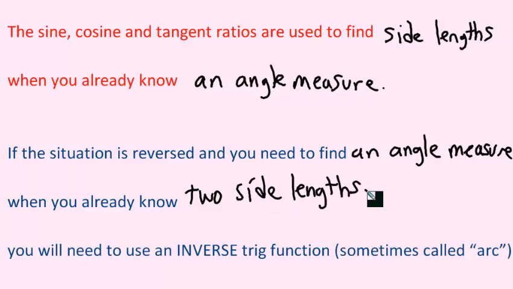Well, if they are reversing the question, then you will need to invert the function. You will need to use what is known as an inverse sine, or an inverse cosine, or an inverse tangent. If you're old school, they might call this arc sine, arc cosine, or arc tangent. Sometimes I'll slip up and say that because I was educated in 1862, and that's just how we talked back then. But generally, we'll call it an inverse trig function.